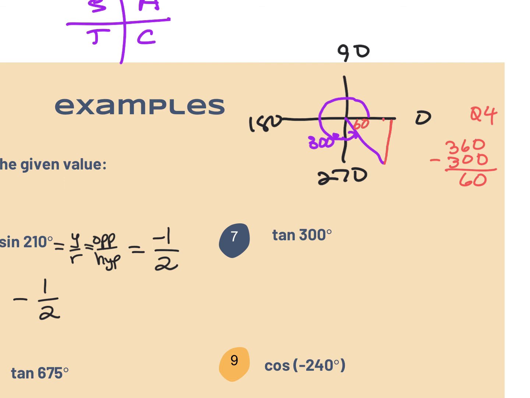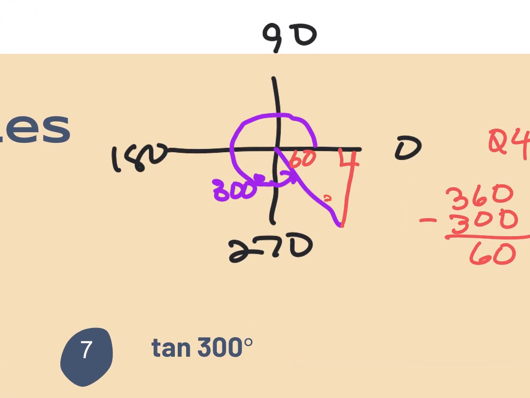So now I'm going to label my sides in relation to the 60. Again, remember, opposite of the 60-degree angle is the root 3. Opposite to the 30 is the 1. And then your hypotenuse here is the 2. And again, label the sides.